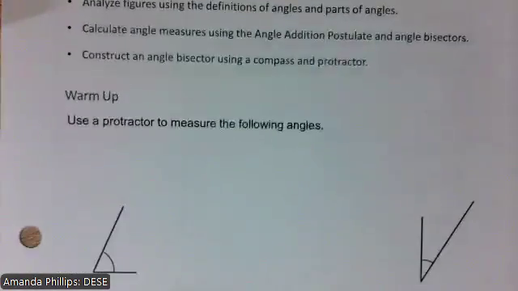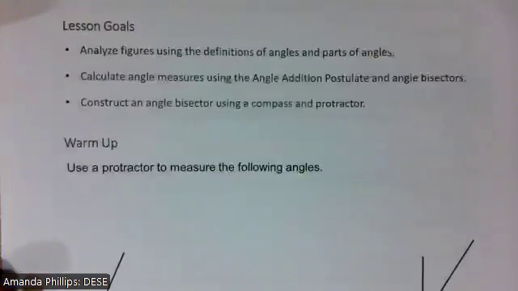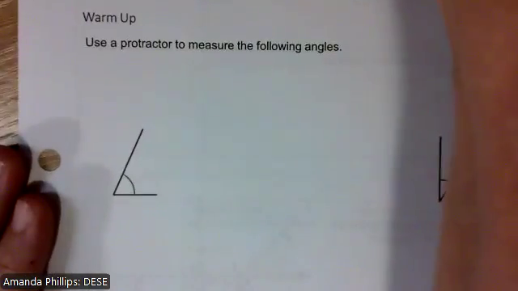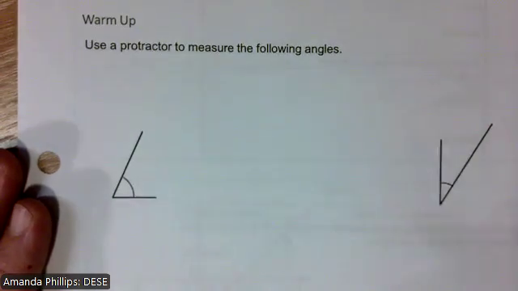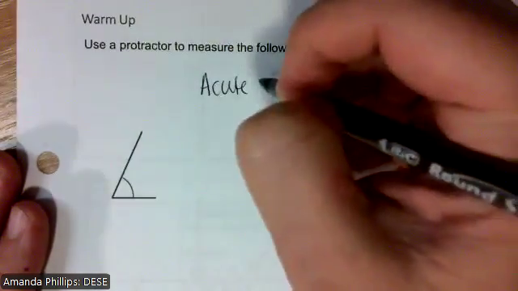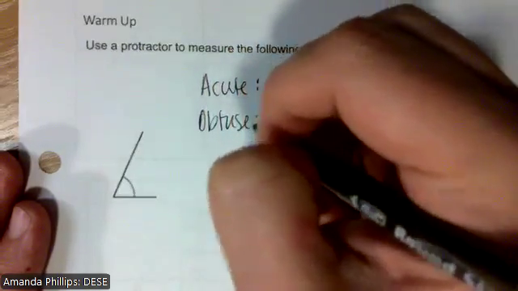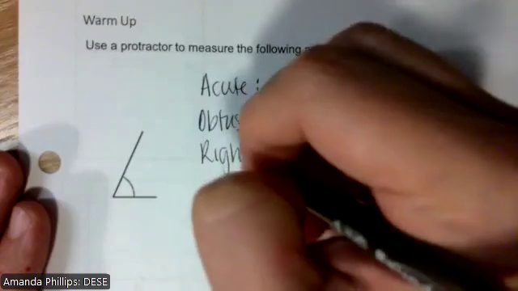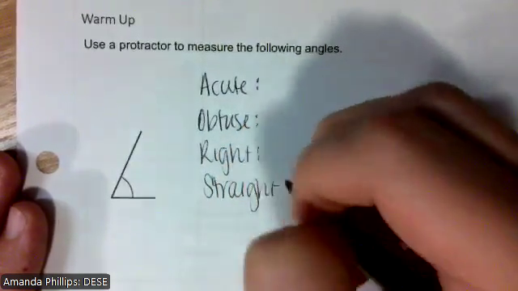Okay, so first thing we're going to do is use a protractor to measure the following angles. Well, first, just to save some time, we're going to measure them in class maybe, but definitely just talk about what kind they are. There are four basic kinds of angles. There are acute, obtuse, right angles, and straight angles. So let's talk about the difference, okay?